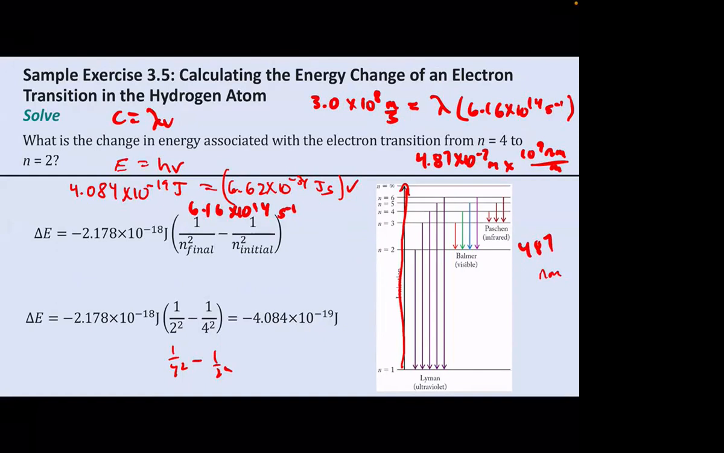I didn't change to a positive. That is the answer. It's going to be positive. So you need this here. When we did the energy, we got a negative 4.084. As I said, the sign is just for absorption and emission. There's no such thing as negative energy. So you just drop the sign when you do your calculations after that.